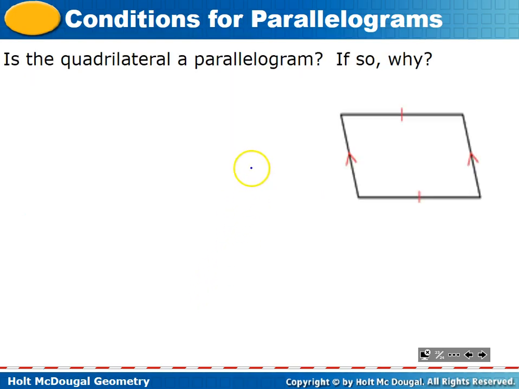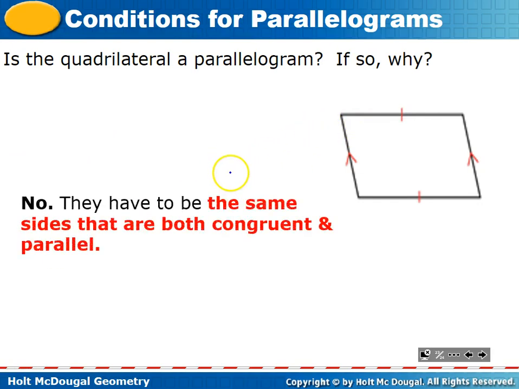This last one was not in your notes, but I'm going to go over it anyway. So on this one, the answer is going to be no. We would have to have both pairs of opposite sides being congruent or both pairs of opposite sides being parallel, and that is not the case. So this one is not a parallelogram.